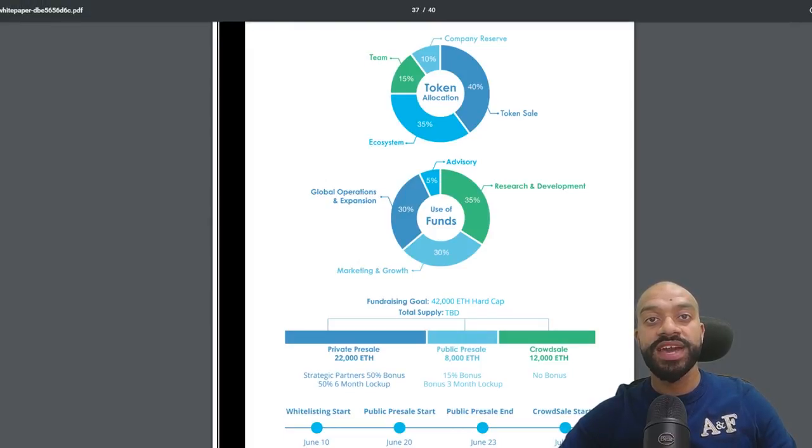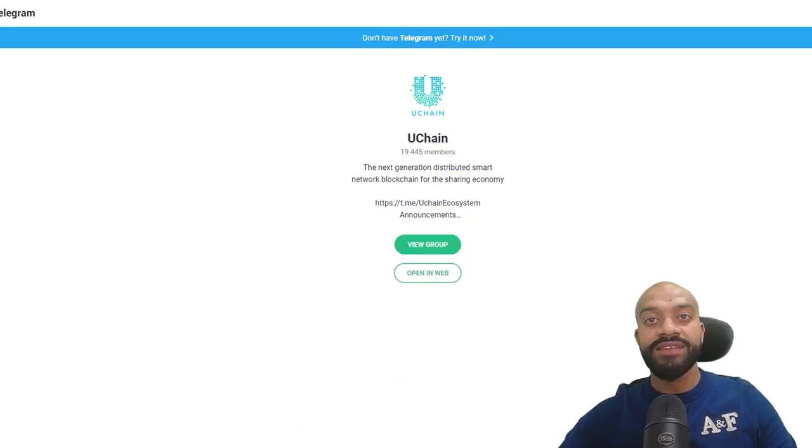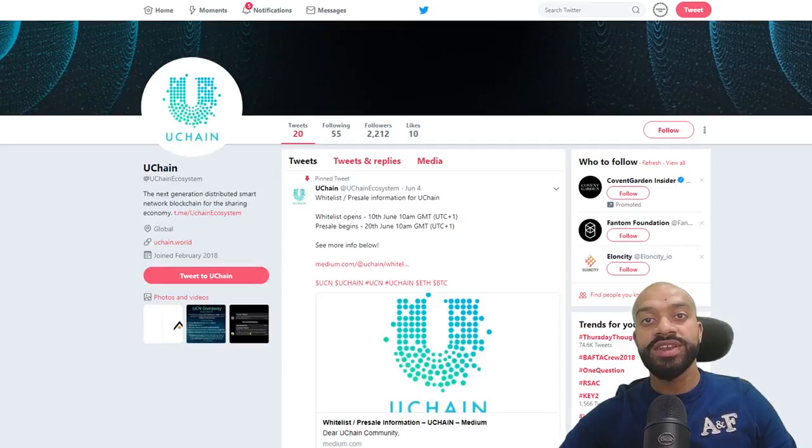Now, in terms of the actual awareness and hype, they have Telegram at around 19,000 users and Twitter currently floating at around 2,200, as well as Reddit and Medium sites.